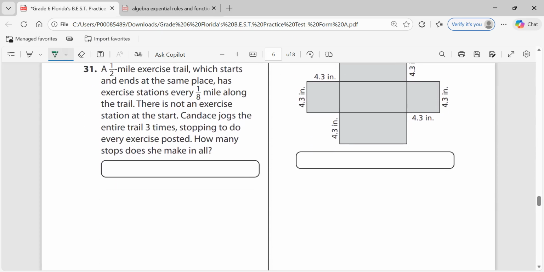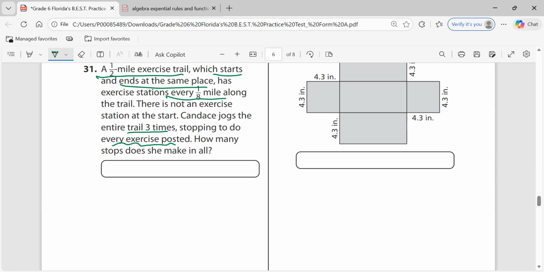Number 31, this one is a tricky one. It says a half a mile exercise trail, which starts and ends at the same place, has exercise stations every 1/8 mile along the trail. There is not an exercise station at the start, which is also really where it ends because it starts and ends at the same place. Candace jogs the entire trail 3 times, stopping to do every exercise posted. How many stops does she make in all?